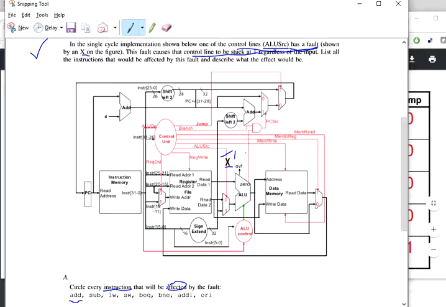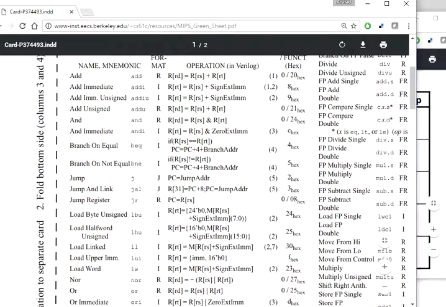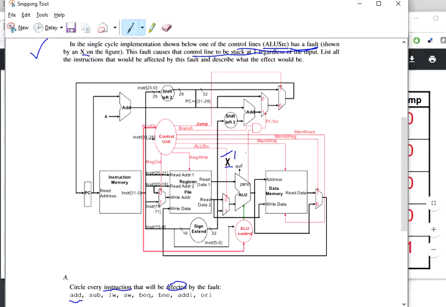So first up is add. We know that add is an R type instruction. Let's go to our green sheet and see what add does. So for add, we're going to add RS with RT, and we're going to store this value to RD. So we know that this is RS, this is RT, and for this instruction we want RS to be added with RT in the ALU.